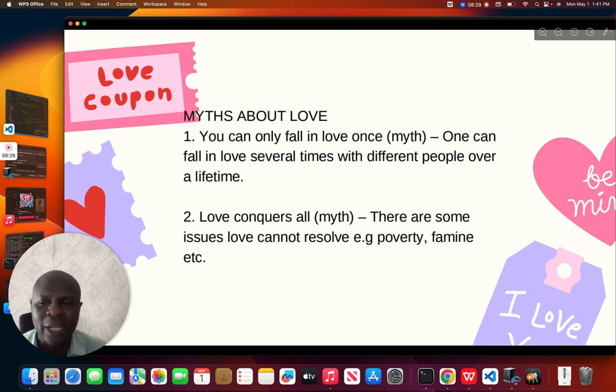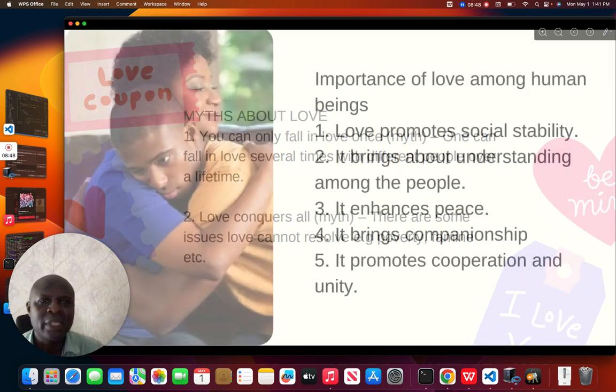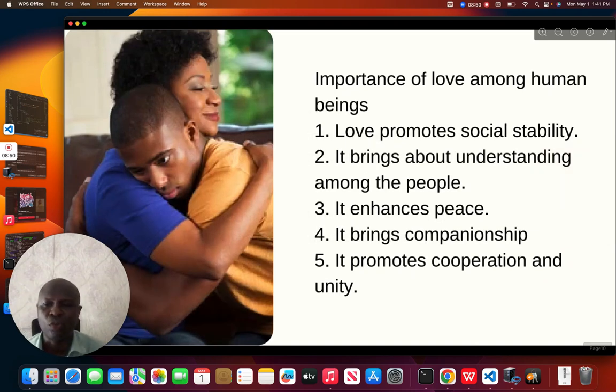For example, somebody that is poor, and maybe there is famine, and you are expecting love to conquer it. No, you need to be hardworking. And you need to save so that you will not fall into problem that you will be short of what you need or what have you. And that will take us to importance of love.